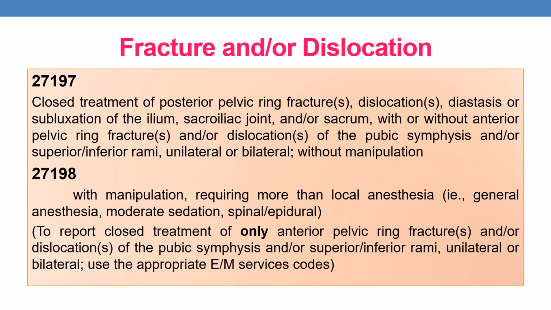And to report the closed treatment of only anterior pelvic ring fracture and/or dislocation of the pubic symphysis and/or superior or inferior rami, unilateral or bilateral, you need to use appropriate E&M codes. This is important. If it is only anterior pelvic ring fracture and/or dislocation, you need to use the appropriate E&M codes. And 27197 is for closed treatment of posterior pelvic ring fracture with or without anterior pelvic ring fracture or dislocation, without manipulation.